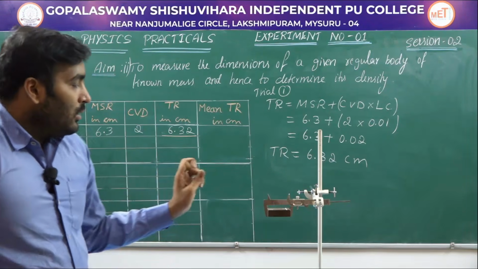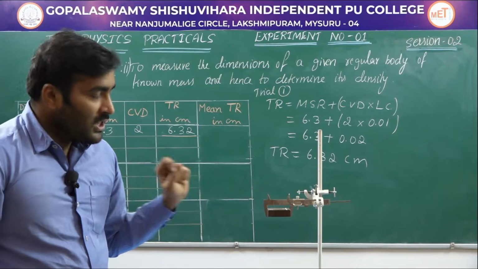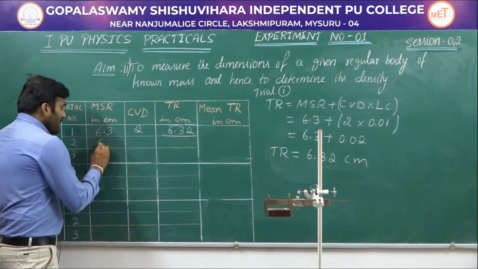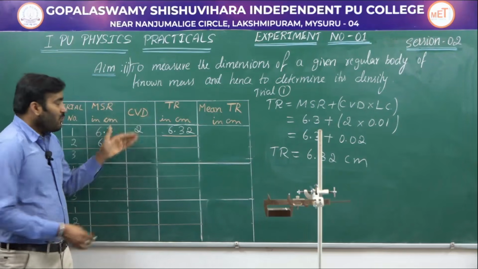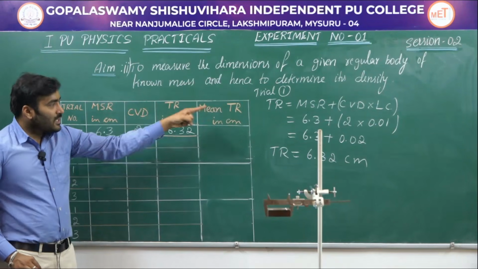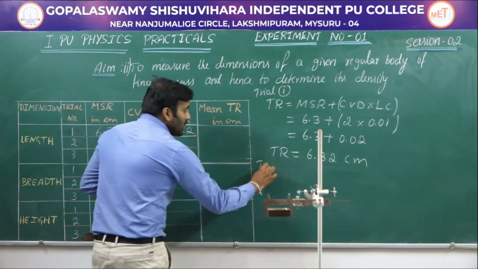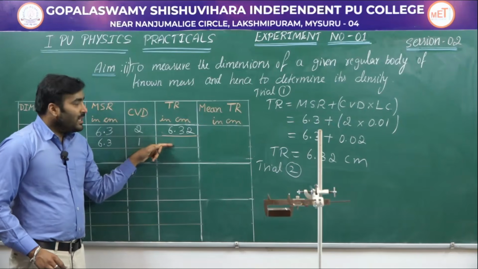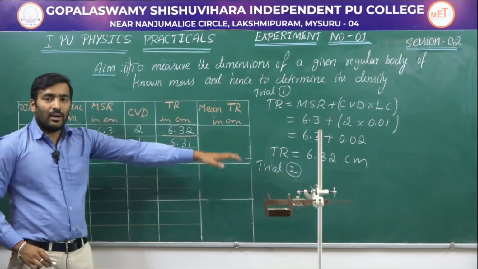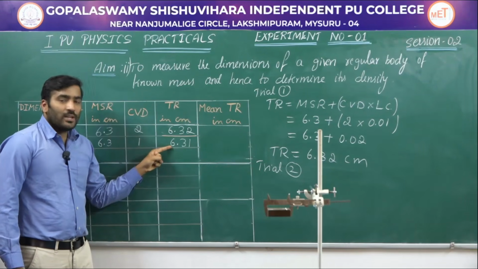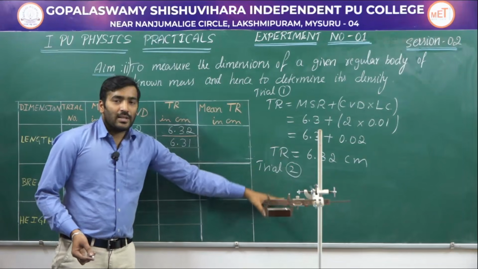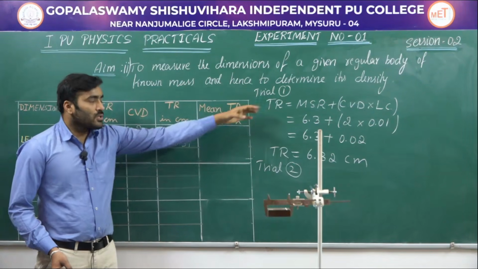Now we will find the main scale reading and CVD for this trial. The main scale reading is found to be 6.3 again, and CVD is found to be equal to 1 here, and the total reading is calculated using the same formula for the second trial. So let us write it directly. This value will be equal to 6.31. I am just writing the total reading for the second trial directly, so you should write the calculation in your books. I have not done this calculation here. You should calculate this using the same formula.